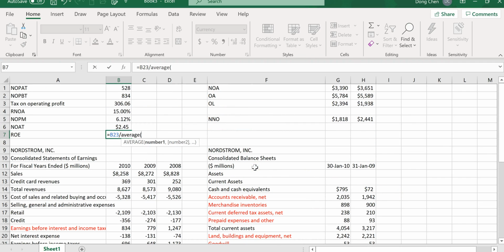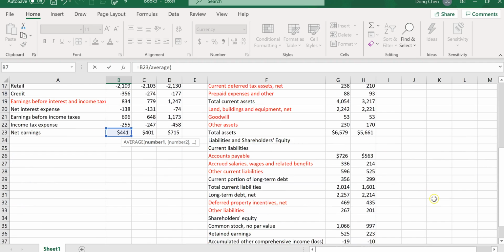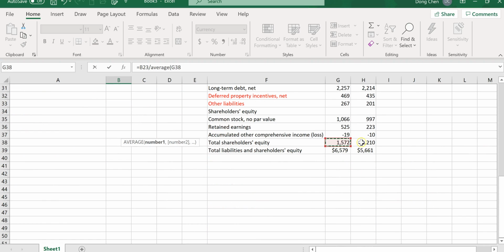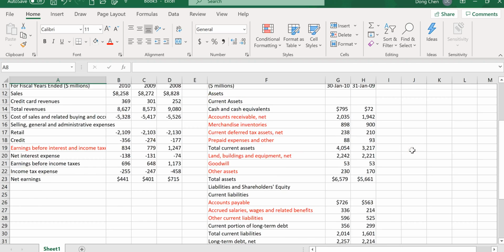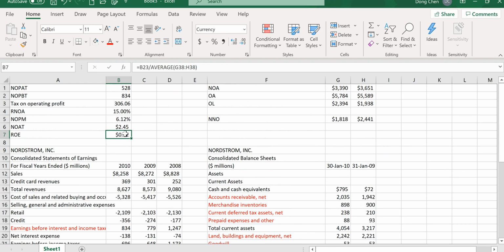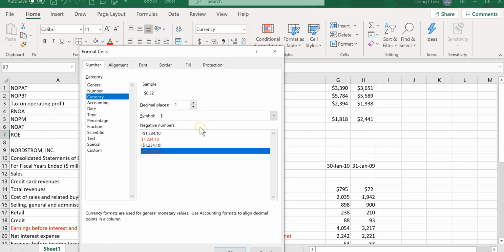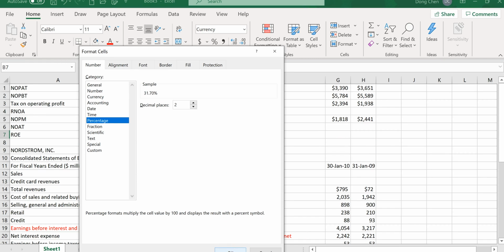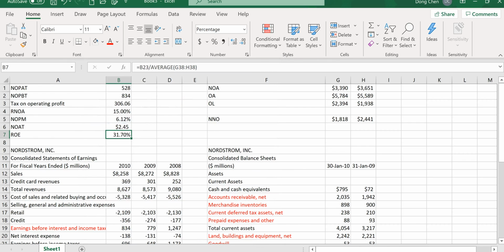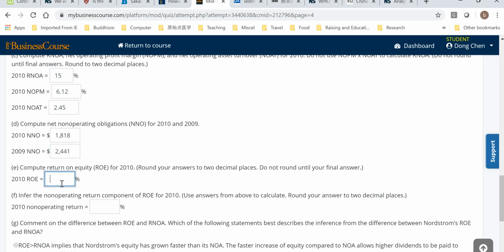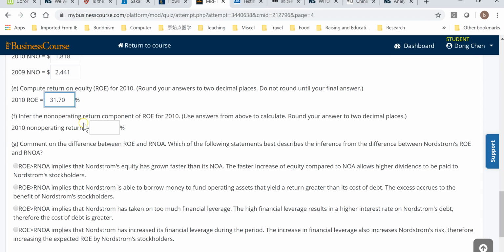That's the thing we need to use. So the average of these two numbers, which is the total shareholders' equity from the balance sheet, and then that's our ROE. Again, we need to pay attention to the rounding requirement. So percentage, and then keep two decimal places. So this turns out to be 31.70%. And then F, infer the non-operating return component of ROE for 2010. Use answers from above to calculate. Round the answer to two decimal places.